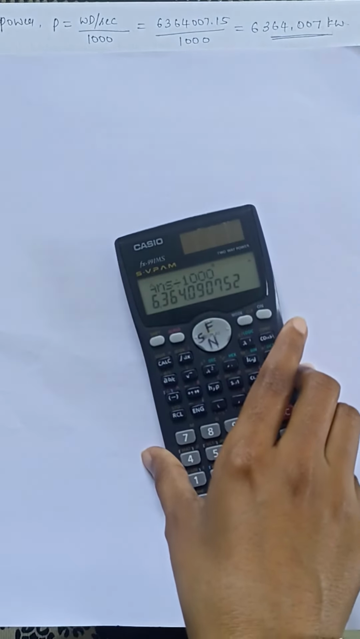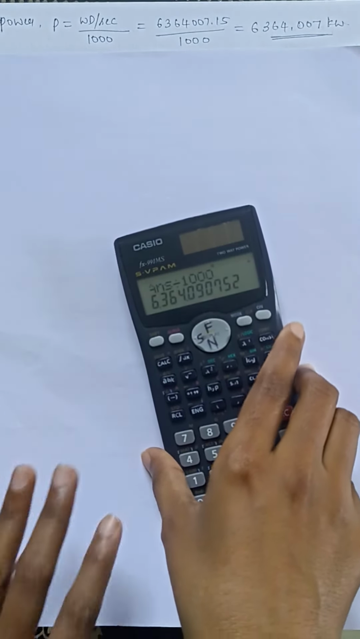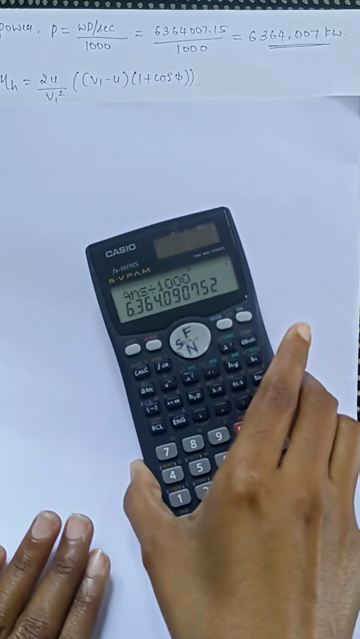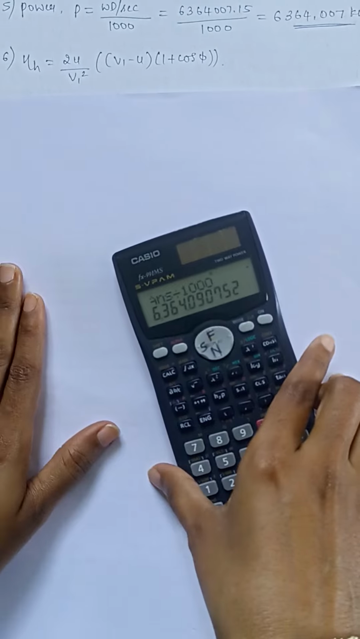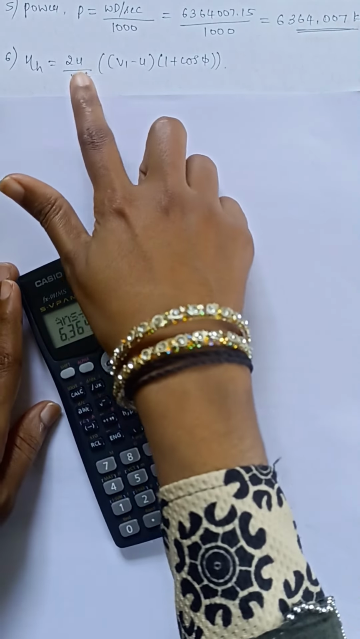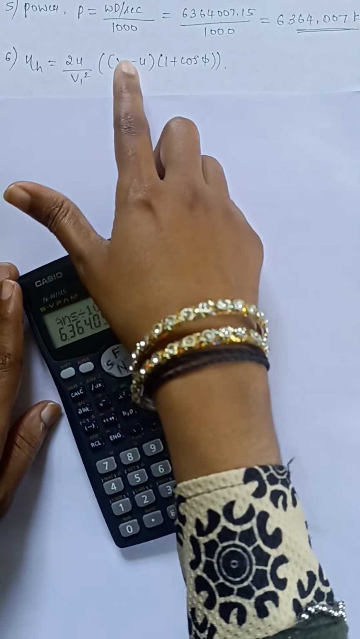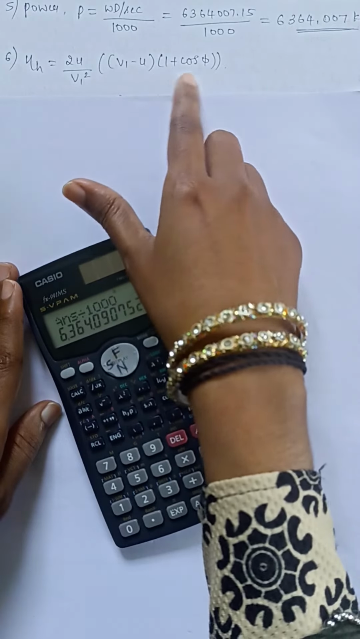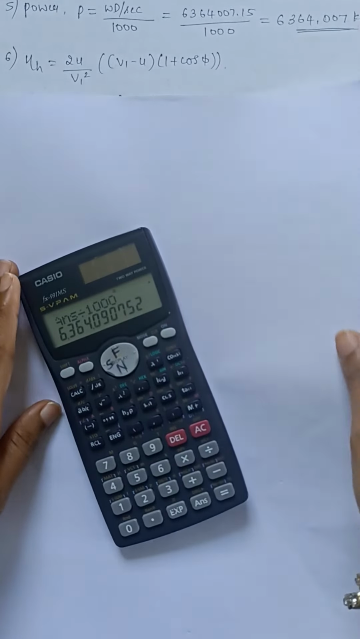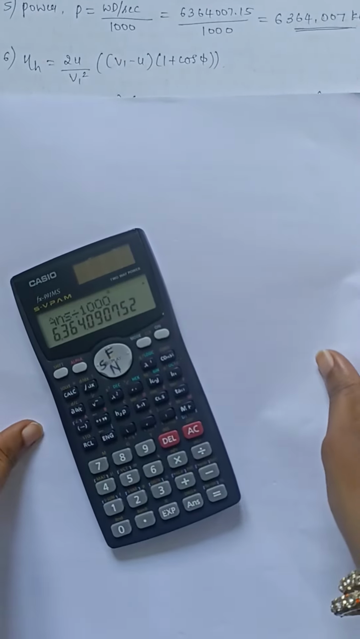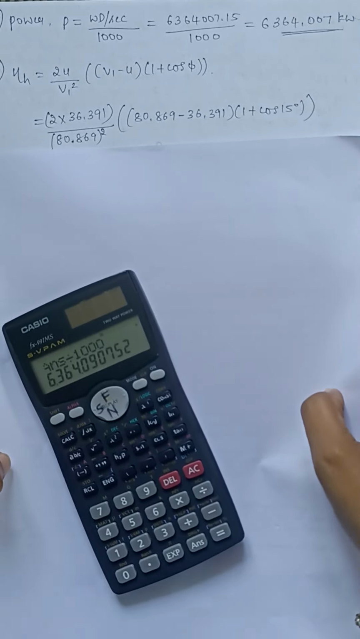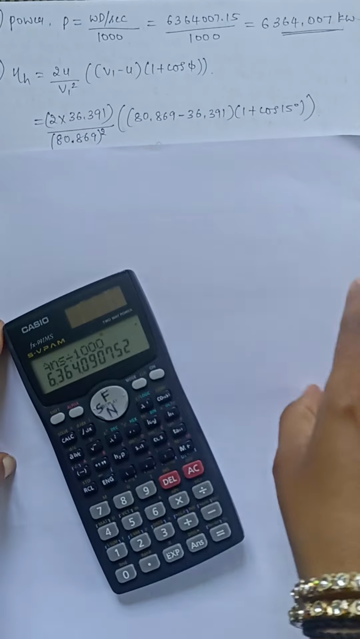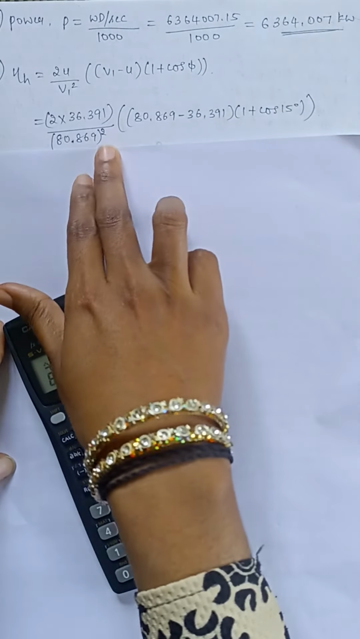So now after power we have to find the hydraulic efficiency. So let us find this. To find the hydraulic efficiency, we have the formula eta h is equal to 2u divided by v1 square into v1 minus u into 1 plus cos phi. Where again u represents the wheel velocity, v1 represents the velocity of jet, and phi represents the inlet angle here. So let us substitute all the values in the next step.